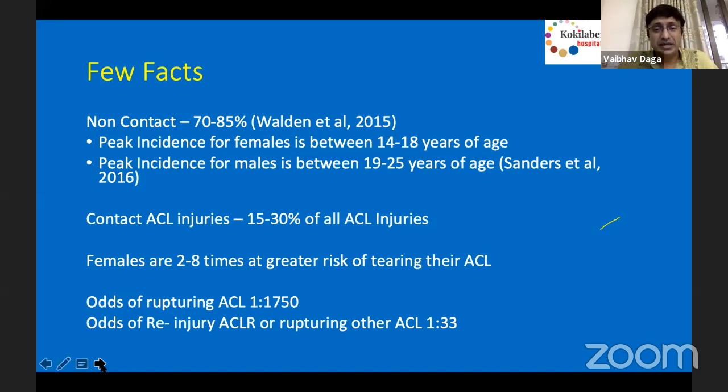is 1 in 33. Of 33 ACL reconstructions that have happened, there is a chance of injury. One of them will definitely get re-injured.